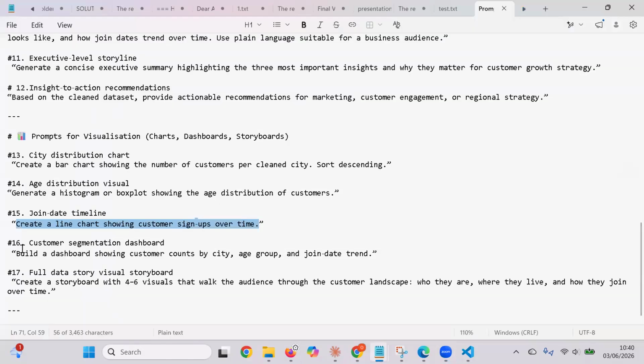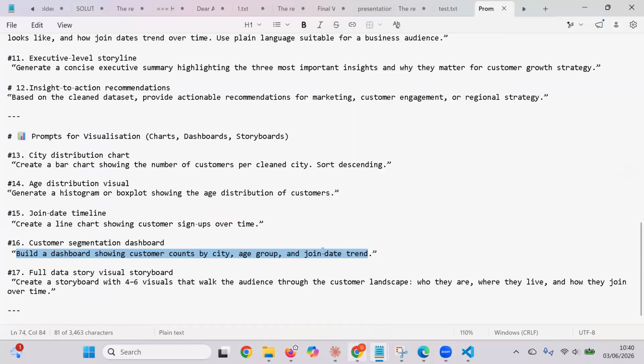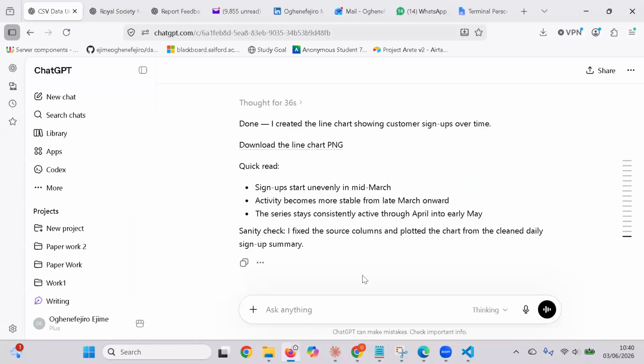I think we have two more to go. Yes, we have two more to go. I need to drag this and keep it somewhere.